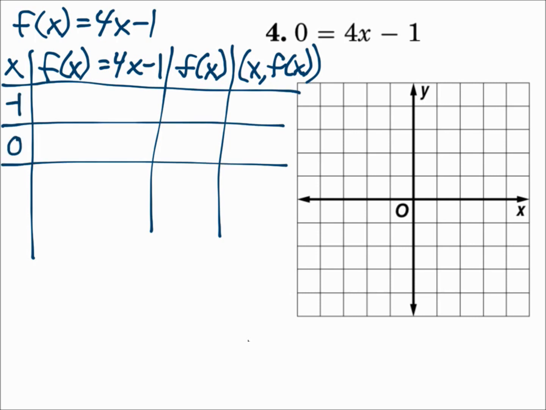X will be negative 1, 0, and 1. When x is negative 1, f of negative 1 is 4 times negative 1 minus 1. 4 times negative 1 is negative 4. Negative 4 minus 1 is negative 5. So you have the ordered pair negative 1, comma negative 5.